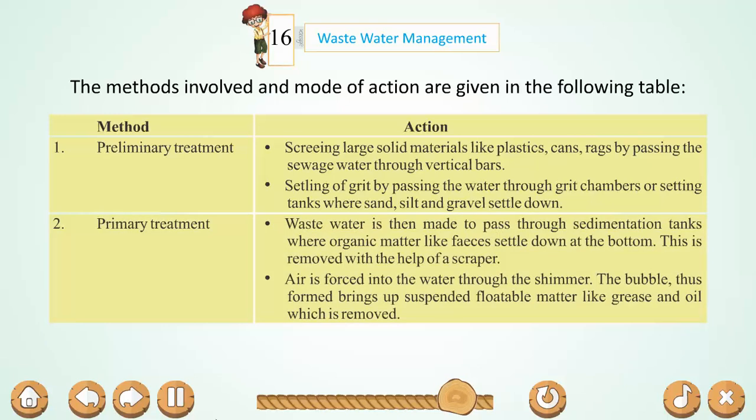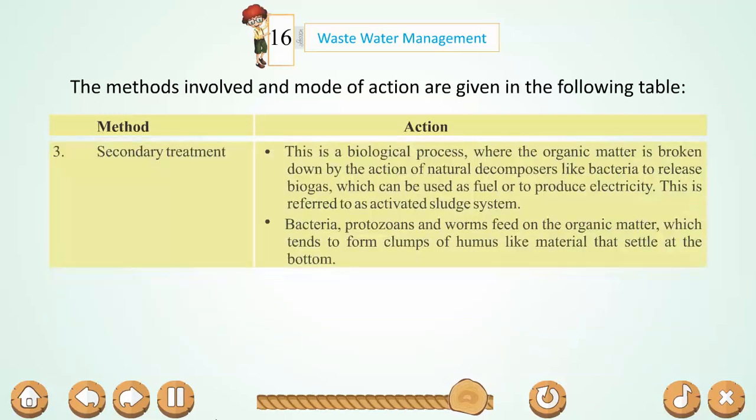Primary treatment: wastewater is then made to pass through a sedimentation tank where organic matter like feces settle down at the bottom. This is removed with the help of a scraper. Air is forced into the water through a skimmer. The bubbles thus formed bring up suspended floatable matter like grease and oil, which is removed.